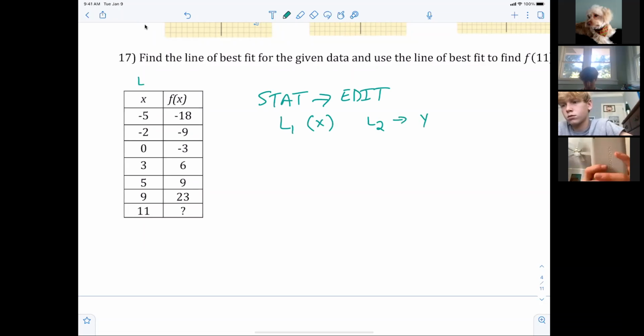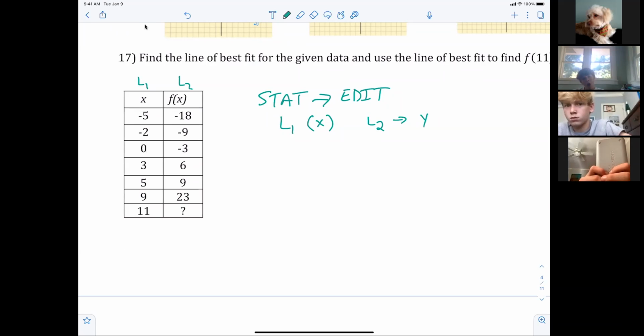So now under L1 and under L2, you type in those numbers. Are you allowed to type in 11? No, it'll say dimension mismatch error if you do. It's trying to plot a point, and you didn't give it the Y value. You only gave it the X. So if you're struggling here, just speak up. You go to stat, edit, type in the list. Does everybody understand?